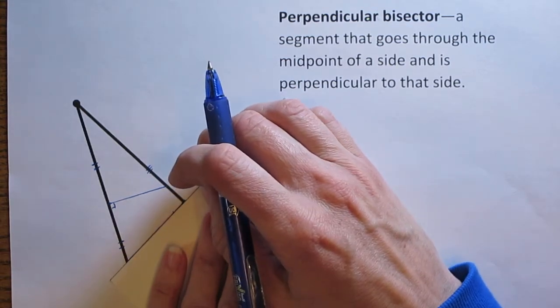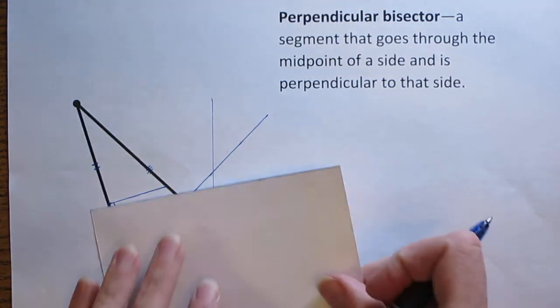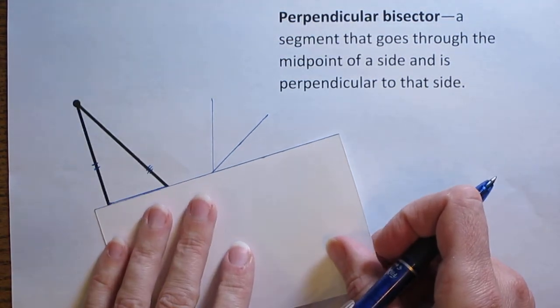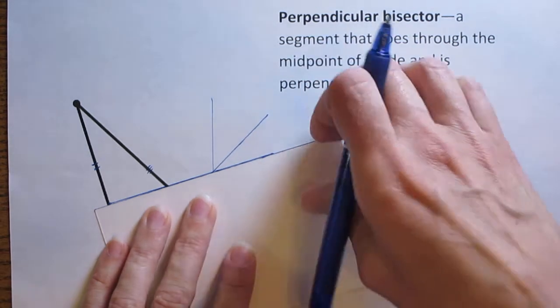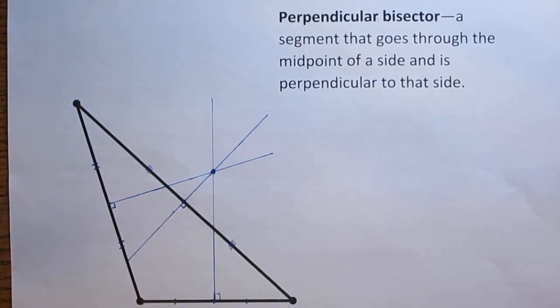I'm just going to extend them outside of the triangle, and we should notice that they intersect out here. And there we go. We found the point where all three of the perpendicular bisectors intersect. That is the circumcenter, and for an obtuse triangle, that's going to happen outside of the triangle.